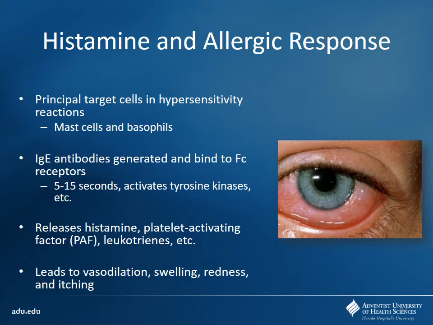So we know that the principal cells in allergic reactions are going to be things like the mast cells and the basophils, and when you're producing these IgE antibodies, you're basically generating all kinds of inflammatory cytokines, things like tyrosine kinases, etc. And then these mast cells are going to be releasing things like platelet activating factor, histamine, leukotrienes, serotonin, all kinds of stuff. And basically what you end up seeing is this traditional response to these inflammatory mediators: vasodilation, swelling, redness, itching. I'm sure everyone's had a similar reaction as this person's having right now, right?